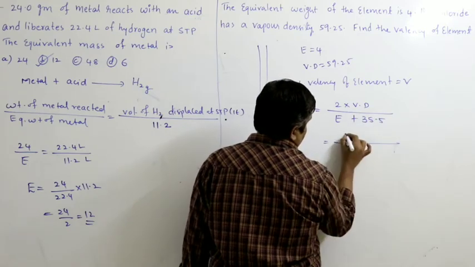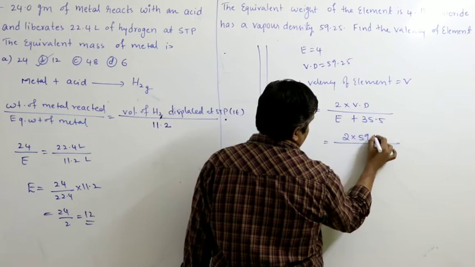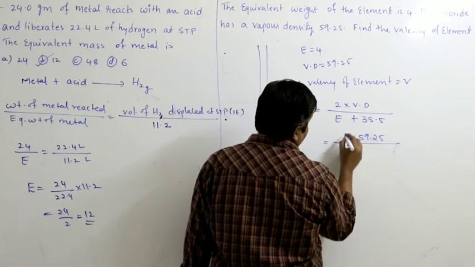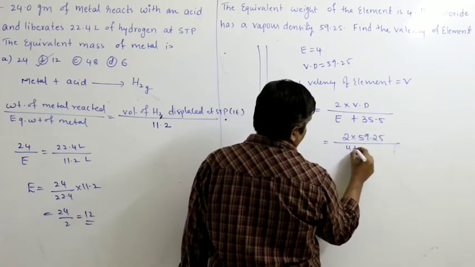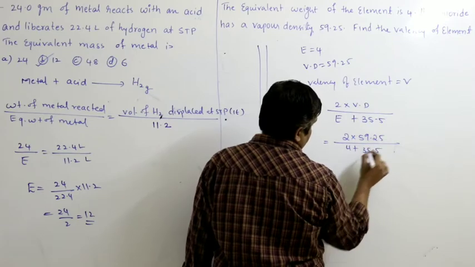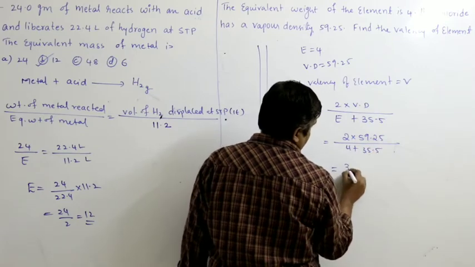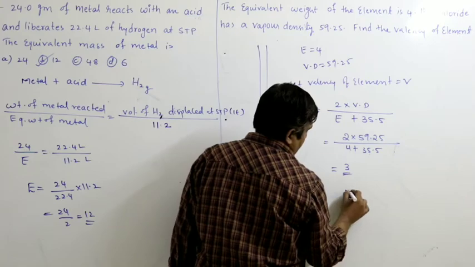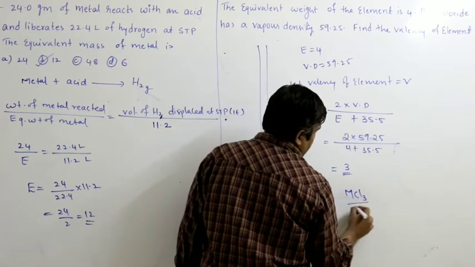So this is 2 into 59.25 by the equivalent weight of element, which is given as 4, plus 35.5. If you simplify this, you will get 3. So the formula can be MCl3.